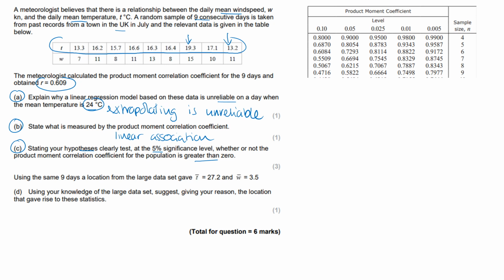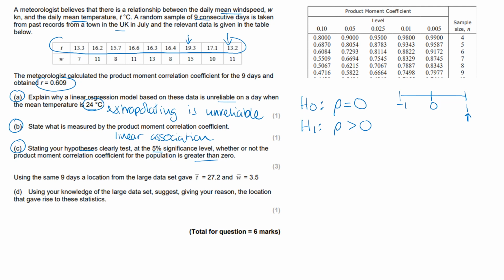Now, when you're doing a hypothesis test for correlation, your starting point, your null hypothesis, is always that rho, which is the population product moment correlation coefficient, is equal to 0. Your default starting position is that there is no correlation. You remember the scale goes from -1 to 1, 0 being no correlation and 1 being perfect positive correlation. So your alternative hypothesis from the question here is that rho is greater than 0.